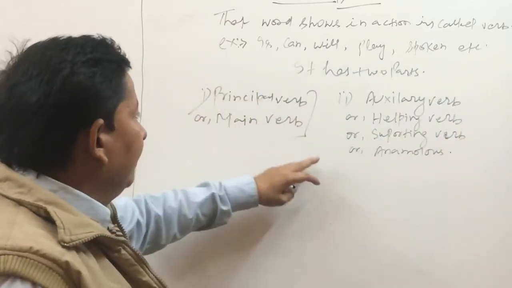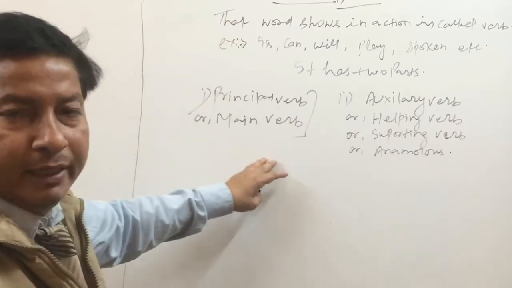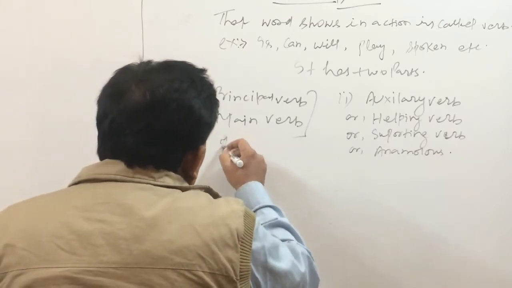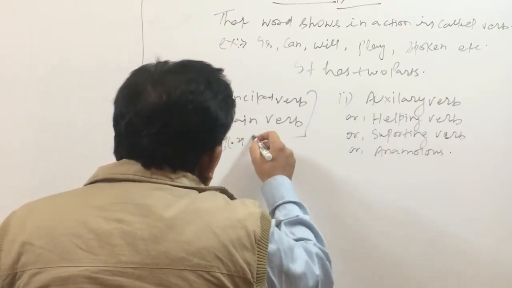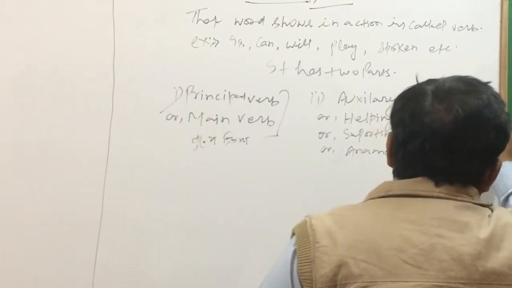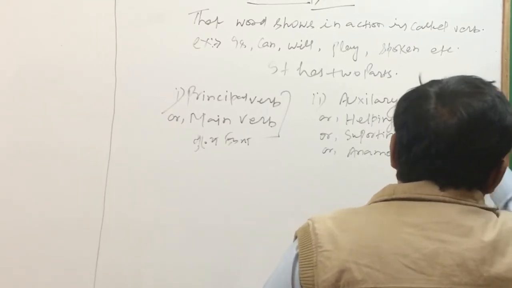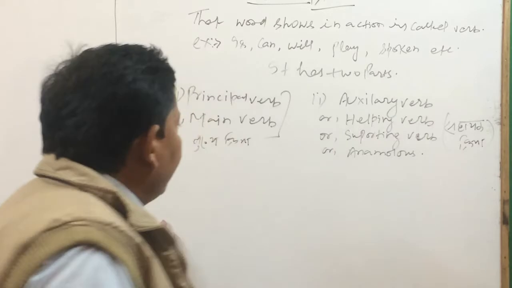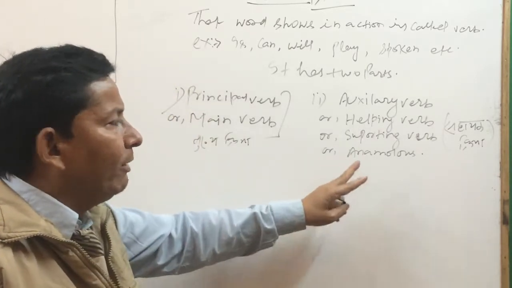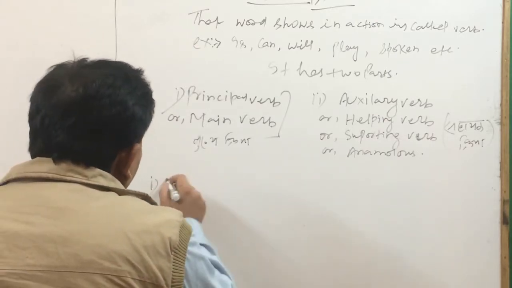As far as the chapter is concerned, for your benefit, I want to say the Hindi. See, मुख्य क्रिया. If you don't stop me, I will teach you in whole English. But for your benefit, if I use the Hindi, so sorry. Principal verb, main verb, auxiliary verb, helping verb, supporting verb, anomalous. Now come to the point. What is the main verb?